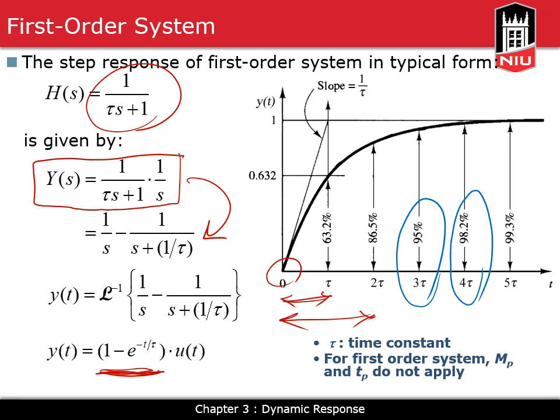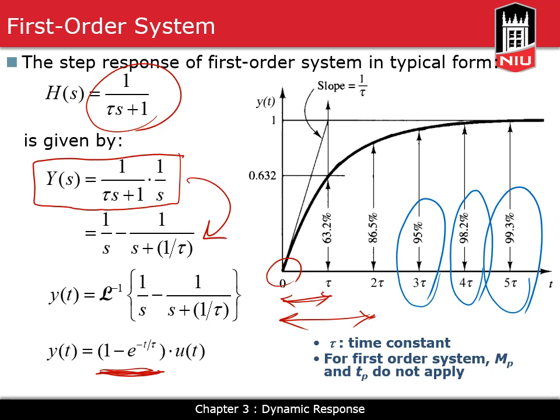So after this time, the response will be within 2% of the final value. So if we want to find settling time with a 2% tolerance level, we can use 4 times the time constant. Last one, after 5 time constants, the response reaches 99% of its final value. So after this time, response will be within 1% of its final value. So for settling time with 1% tolerance level, we can use 5 times the time constant.